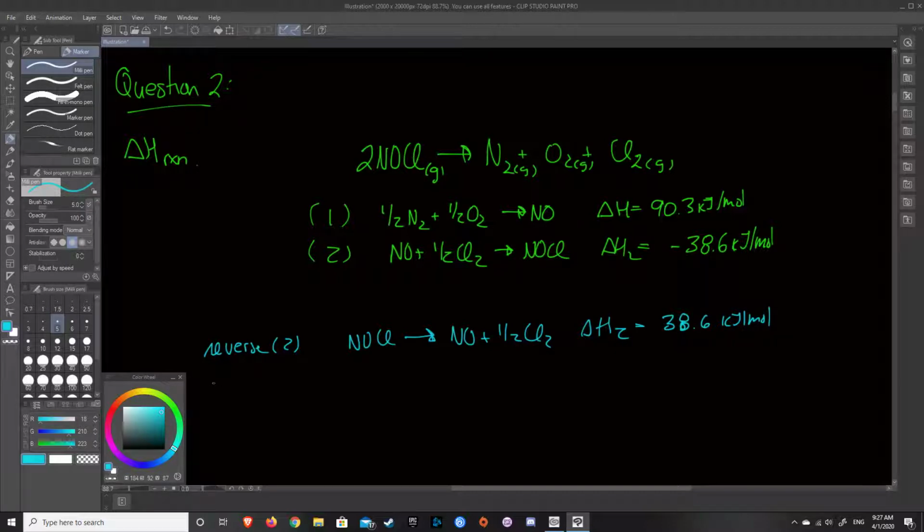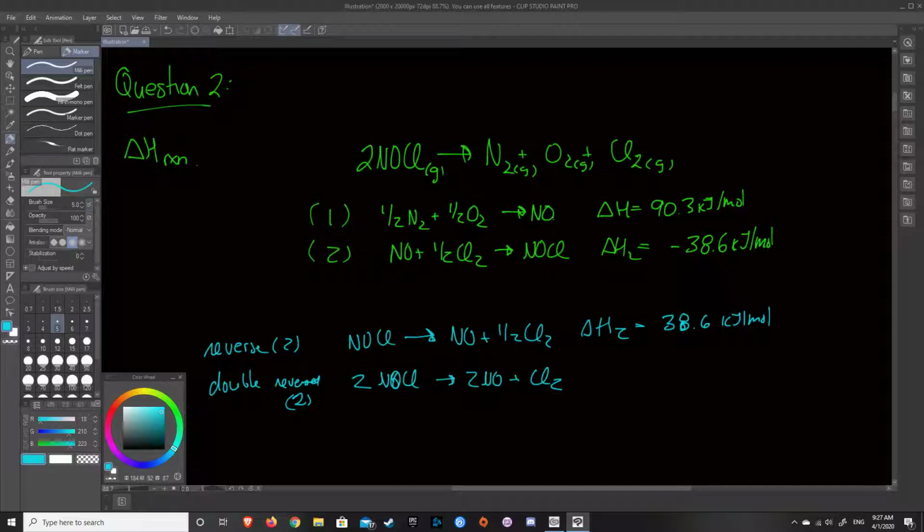So let's double reversed 2. So let's just double this equation. So instead we get 2 NOCl reacts to form 2NO plus Cl2. So that's the step that we're at now. And then let's see the third one.